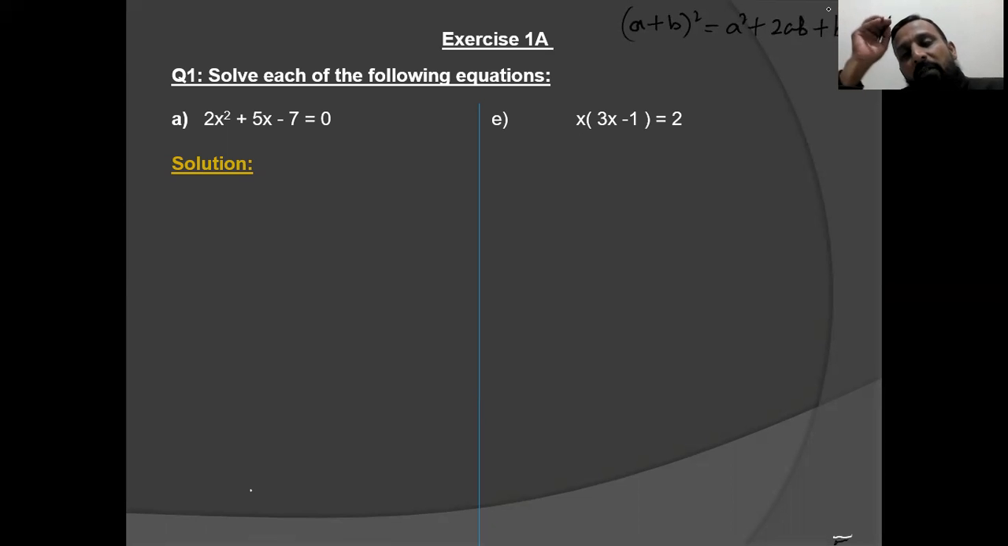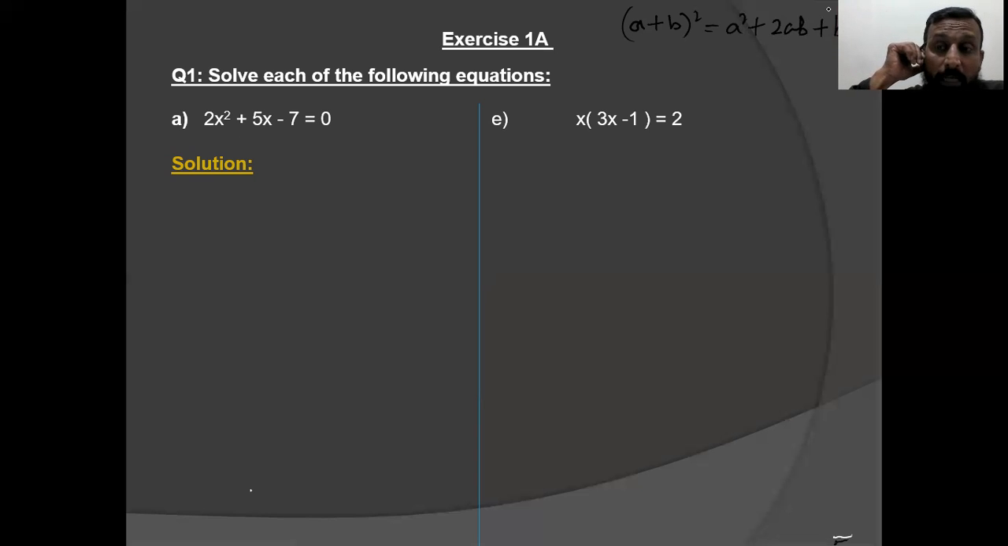Or you may have the second identity, a minus b the whole square, a square minus 2ab plus b square. And the second method is the breaking the middle term method, right? In this case, as we cannot see squares, 2 is not a square, 7 is not a square, we cannot apply this identity method here. We will be applying a method called breaking the middle term method.